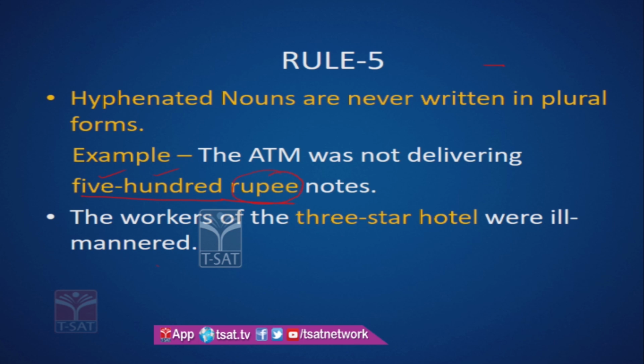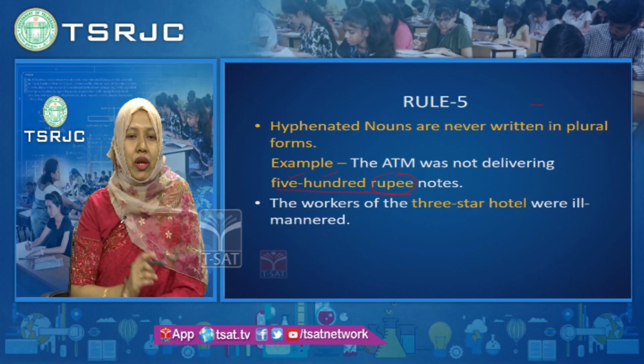We don't say 500 rupees notes. It's wrong. It's only one note. So, it should always be in singular form. 500 rupee. Most Indians, when they speak, say I have 500 rupees notes. That is wrong. You have only one note of 500. So, you should say 500-rupee notes.